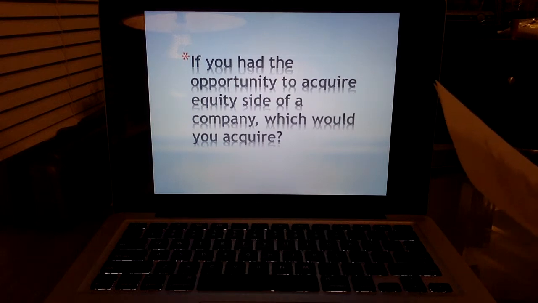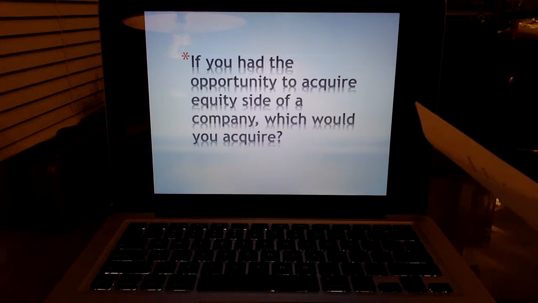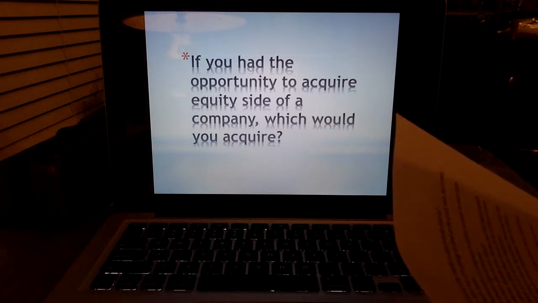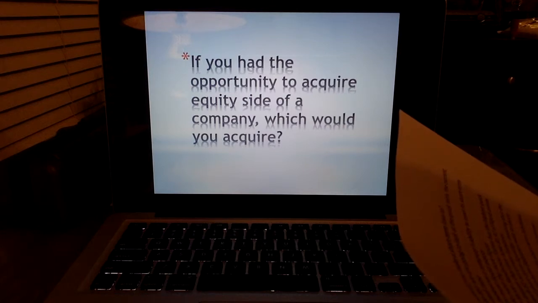And lastly, if I had the opportunity to acquire equity side of a company, which would I acquire? To determine this, we are going to look at return on equity, return on assets, price to earnings ratio, and the market to book ratio.